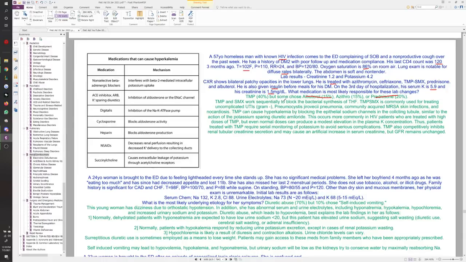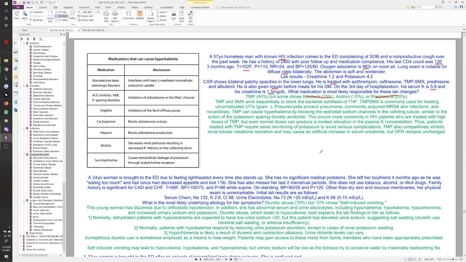TMP and SMX work sequentially to block bacterial synthesis of THF. TMP-SMX is commonly used for treating uncomplicated UTIs, pneumocystis jirovecii, which he may have, community-acquired MRSA skin infections, and nocardiosis. TMP, trimethoprim, can cause hyperkalemia by blocking the epithelial sodium channels in the collecting tubule, similar to the action of the potassium-sparing diuretic amiloride.